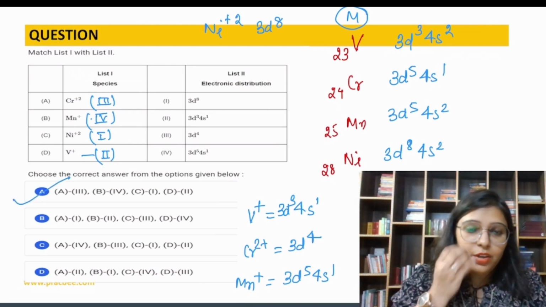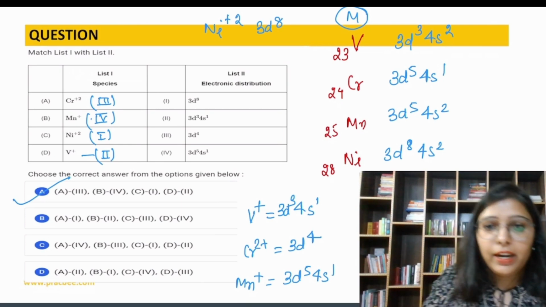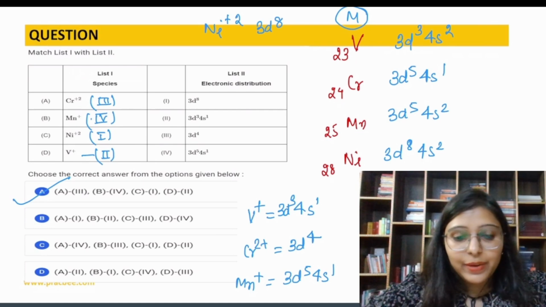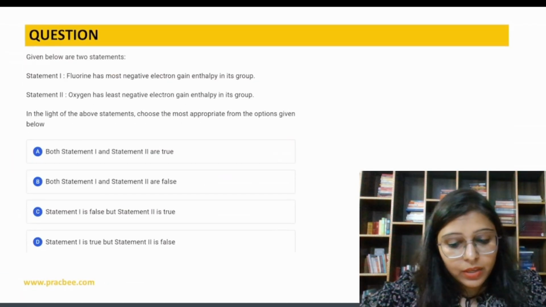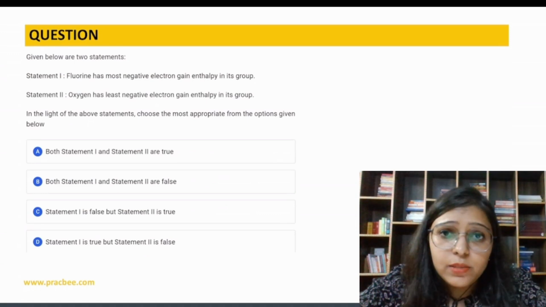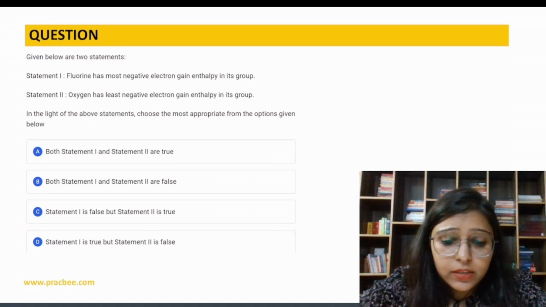So we have one option with respect to that. If you know the correct answer for A, you can mark the correct answer, right? Okay, now let's do the next question. Given below are two statements. Fluorine has most negative electron gain enthalpy in its group.